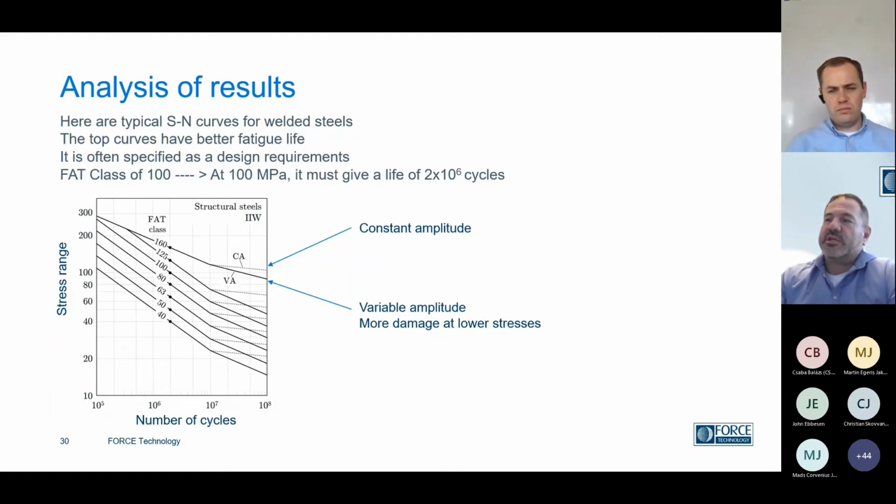What we can also see is that they also show the effects that constant amplitude and variable amplitude will have. We can see that variable amplitude will create more damage at lower stresses.